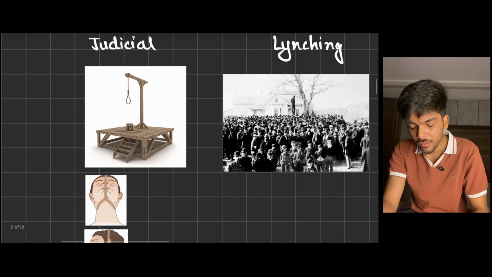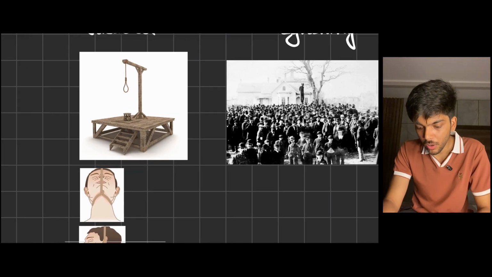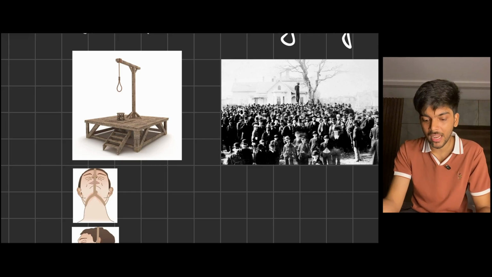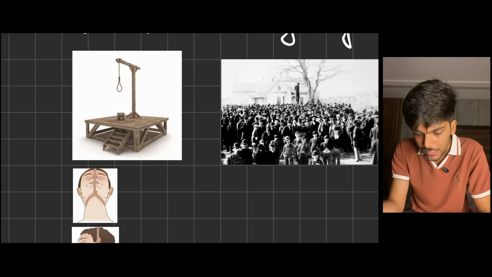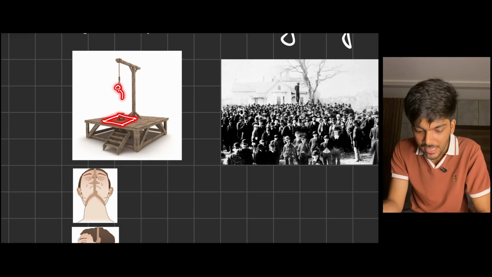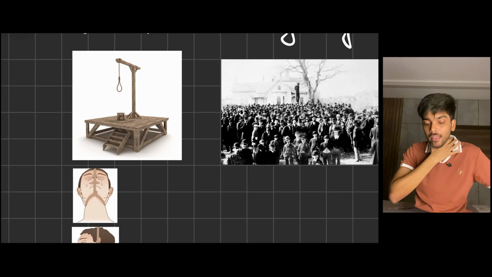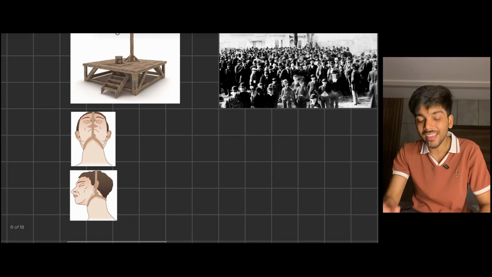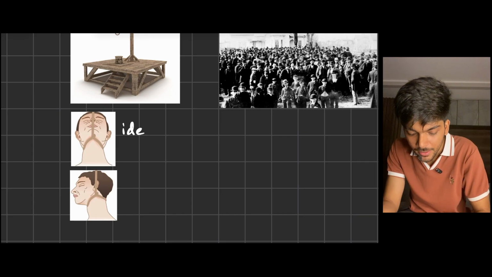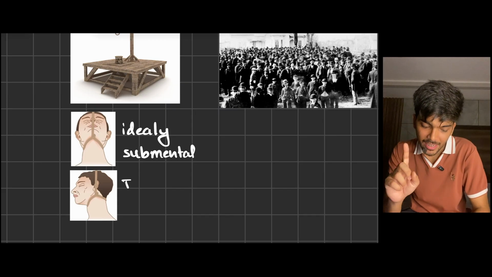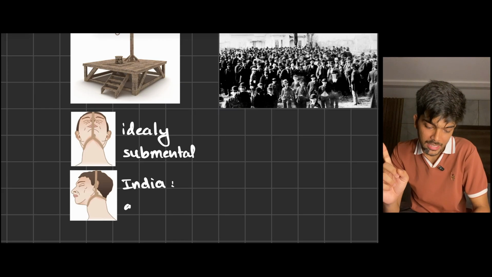So you might have seen in movies, or you might know from your concept of law about judicial hanging. In judicial hanging, the person is stood on a platform. He puts his head inside the ligature, and the platform then opens such that the person drops down and starts hanging. In judicial hanging, the knot is ideally submental, but in India, the knot is at the jaw angle.